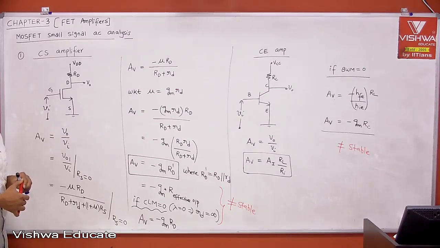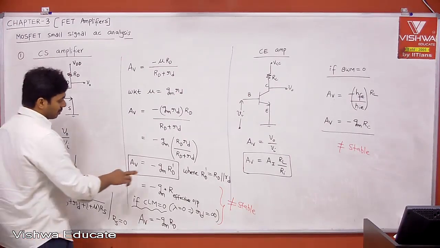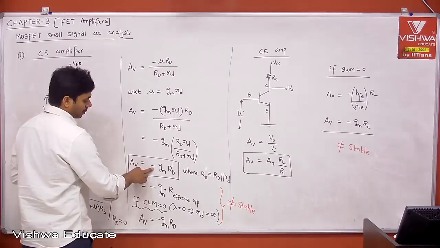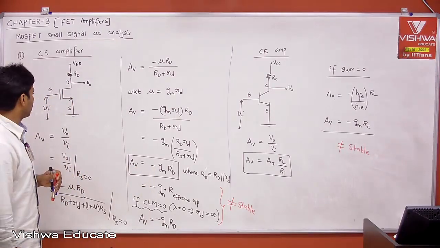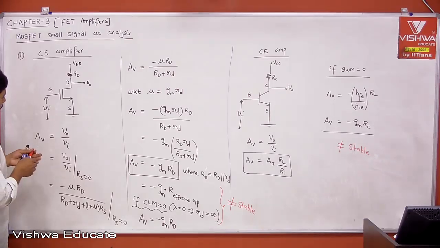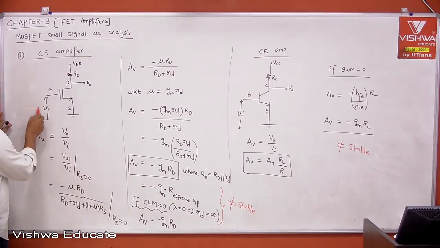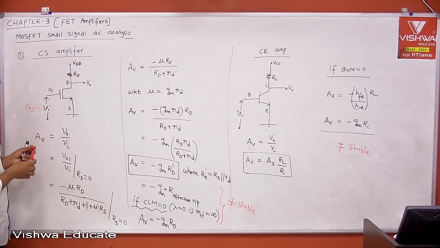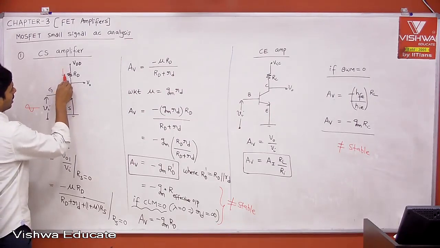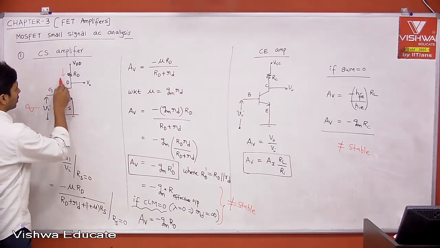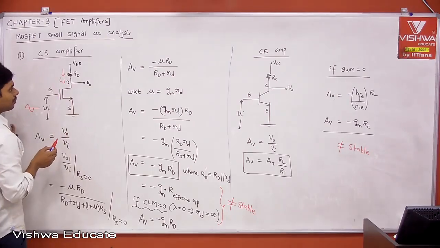I think self-explanation. Why are we getting a minus sign here? Now, a little bit of qualitative analysis I can explain. Let us say the signal, whatever you want to amplify, I am applying. And this is the current, this is your ID, the current which is entering into the drain. This is your ID, right?